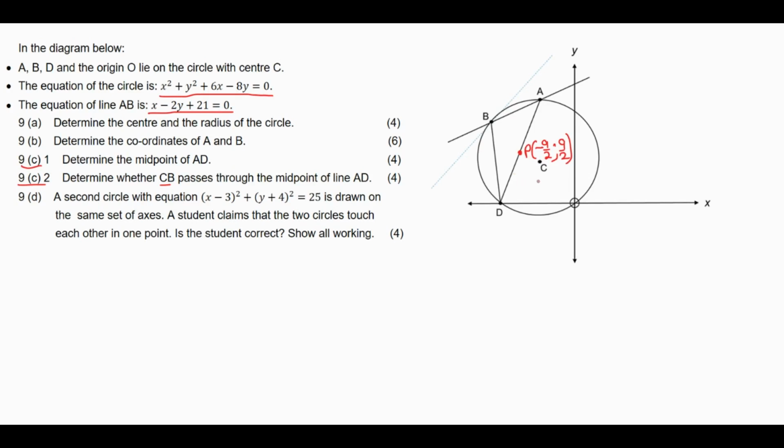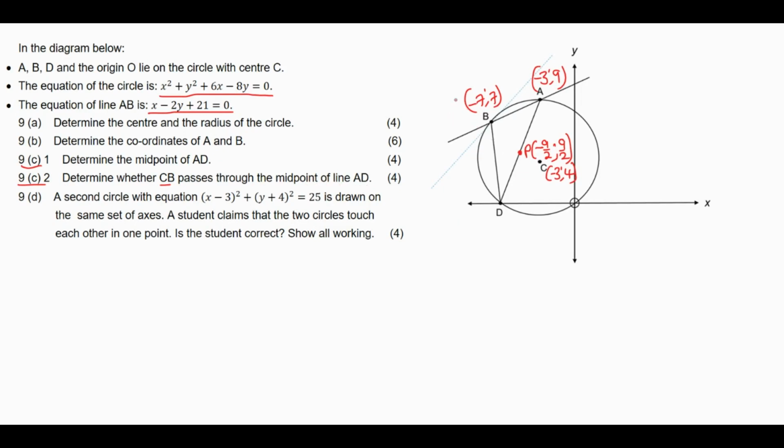From the previous questions, we found the coordinates of C. The coordinates of C are negative 3, 4. The coordinates of B are negative 7, 7. The coordinates of A are negative 3, 9. Determine whether CB passes through the midpoint of line AD.